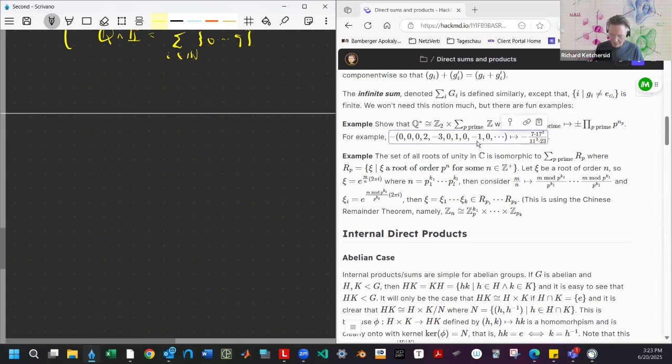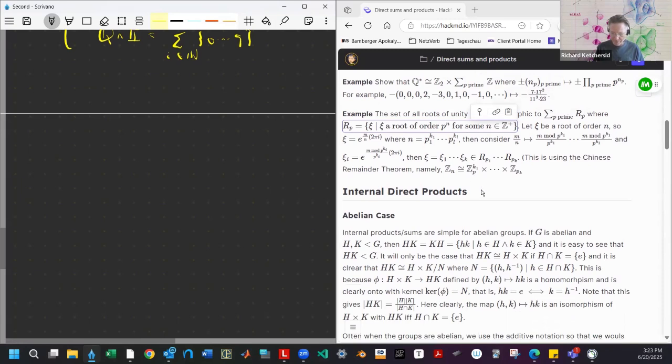And then 23 to the minus 1, right? So that's what this is, and then all the rest are supposed to be zeros, right? So that's what that's supposed to be. So there's a way of representing the rationals under multiplication by this infinite sum of groups, right?